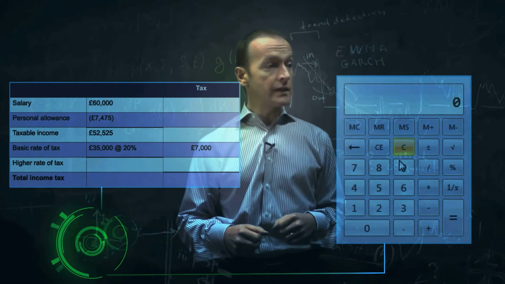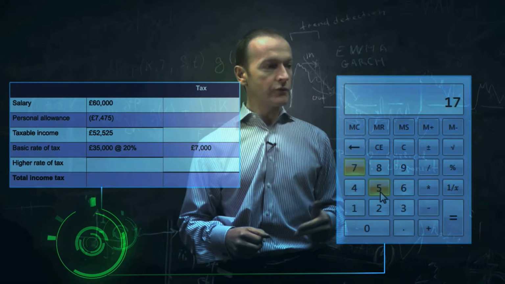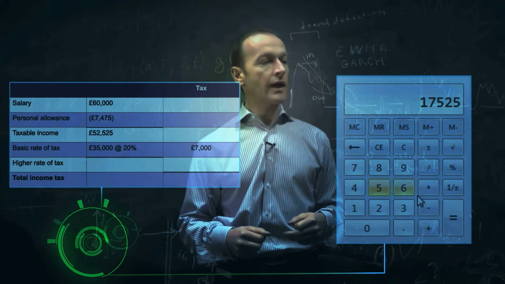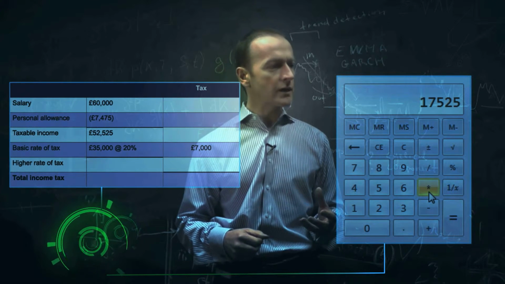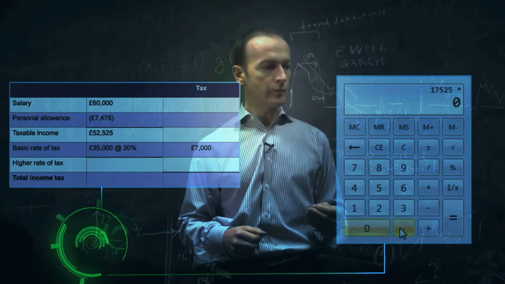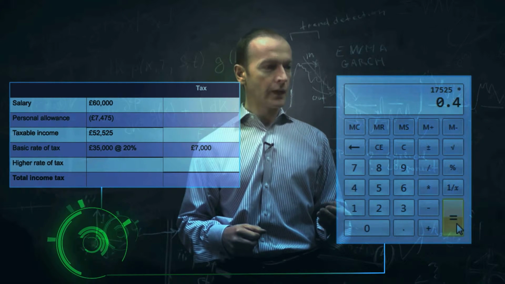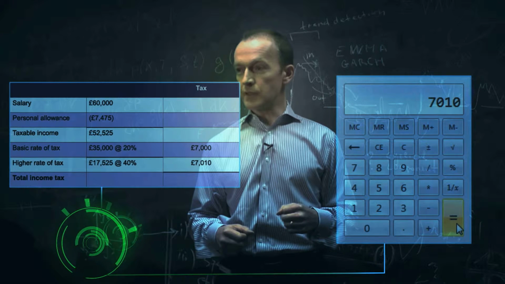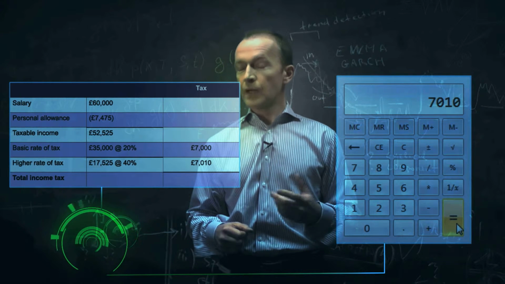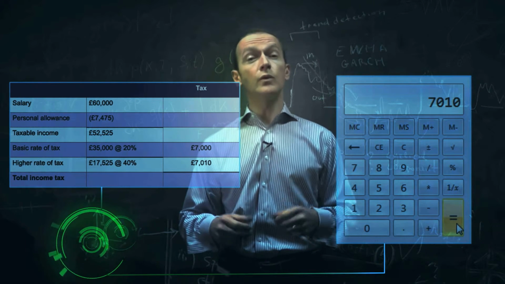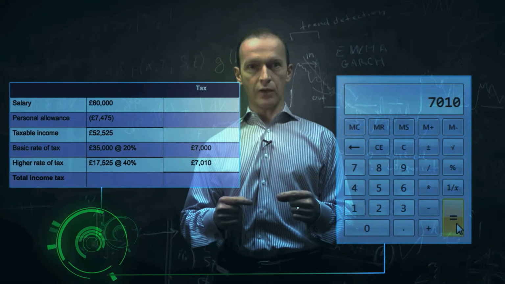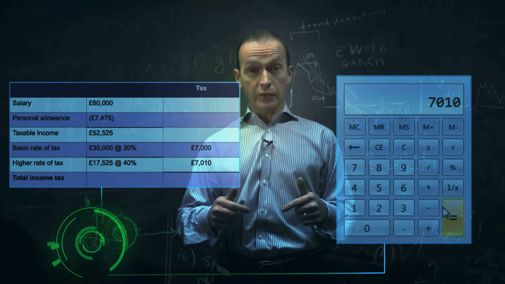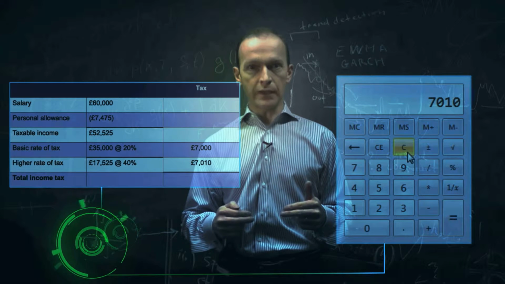The rest of his income, £17,525, is taxed at 40%. So we multiply that by 0.4. That we then put into the table. That will then give us 2 lots of tax that he's got to pay on that income. We put those into the calculator and add the 2 figures together.